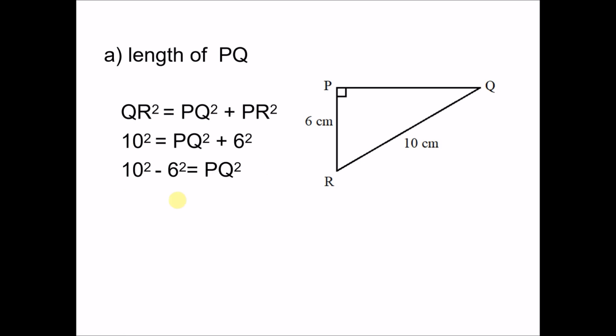Then to solve this, we move the 6 to the other side. 10 squared is 100 minus 36. You get 64. To find PQ, we need to find the square root of 64, and you get 8. So we know that PQ is 8 centimeters.